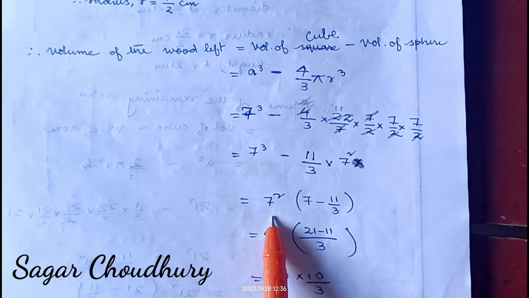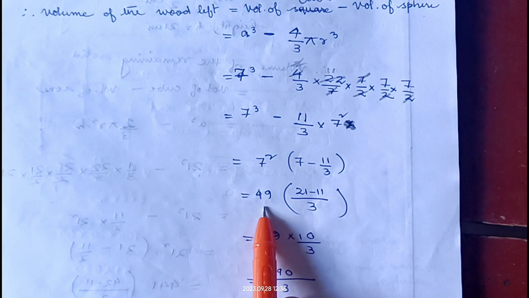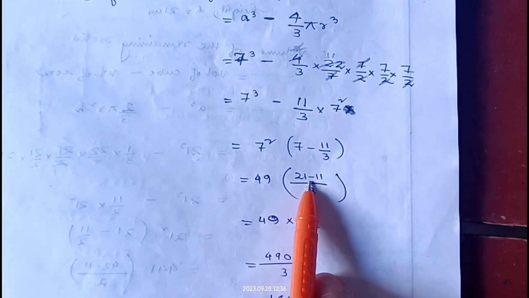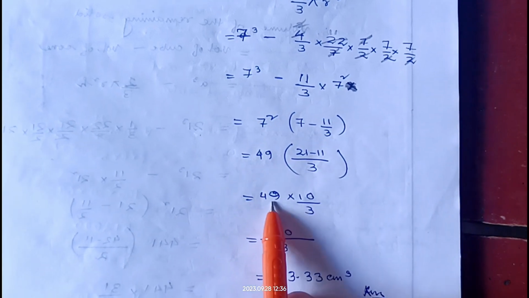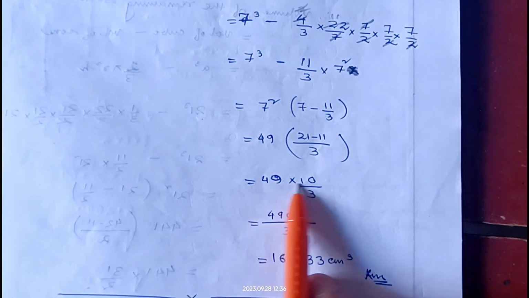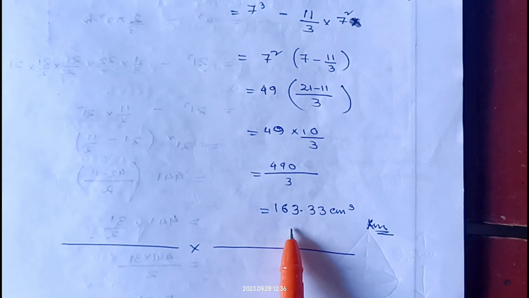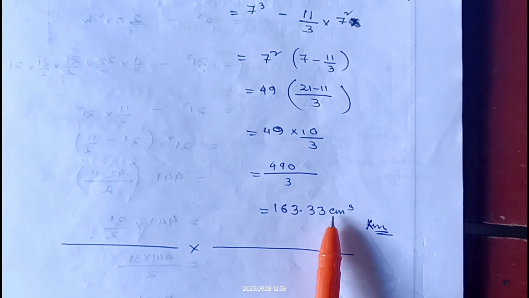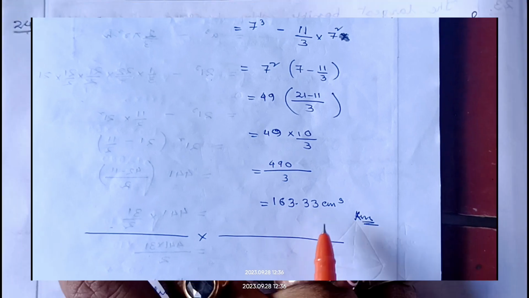From here 7 square can be taken common, we are left with 7 minus 11 by 3. 7 square is 49, from here 3 LCM. 3 7 is 21 minus 11 divided by 3, 49 into 10 by 3, 490 by 3, which will give 163.33 centimeter cube. Therefore volume of wood left is 163.33 centimeter cube.